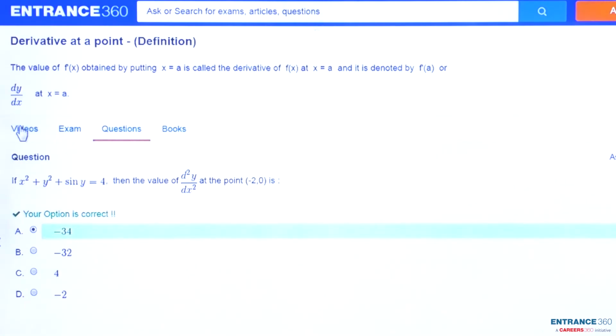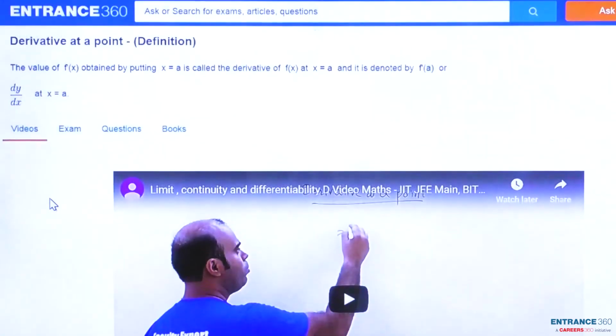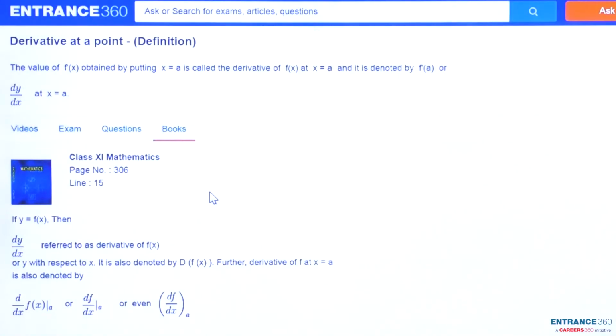You can also watch this short video on the concept we used to solve our problem. This concept can also be found in the class 11 mathematics book on page number 306 and line number 15. And also this concept can be found in the differential calculus Aryan mathematics book on page number 327 and line number 10.